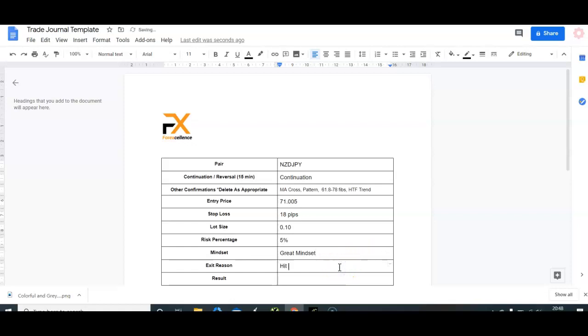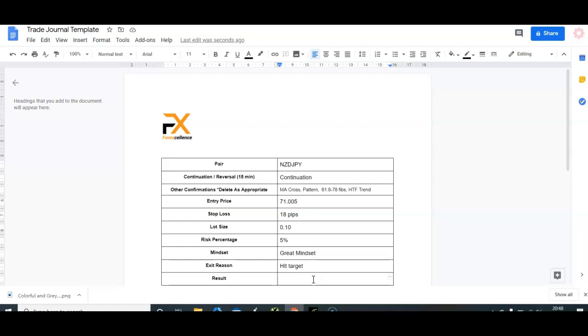Exit reason could be hit target. It could be that you had a combination of trades that collectively hit a certain number, so you decided to close down. There could be various reasons. It could be hit the stop loss. It could be that you saw it reversing and you didn't think that it was going to get to target, so you decided to close it early. Whatever your exit reason is, place that in there, and then your result as well.